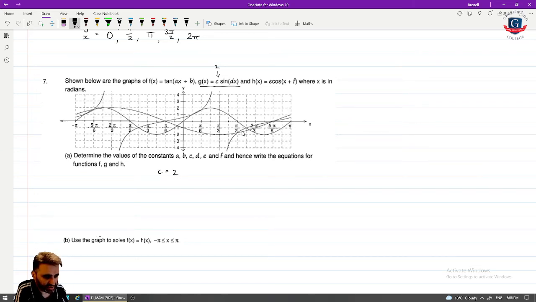Now, normally we'd be going 2 pi for a full cycle, but we're only going pi, so we know that d is going to be 2 as well. 2 pi divided by pi equals 2 gives us our, in this case, d value, so we know that one. So we can write the function now for g. G of x equals 2 sine 2x. First one done.